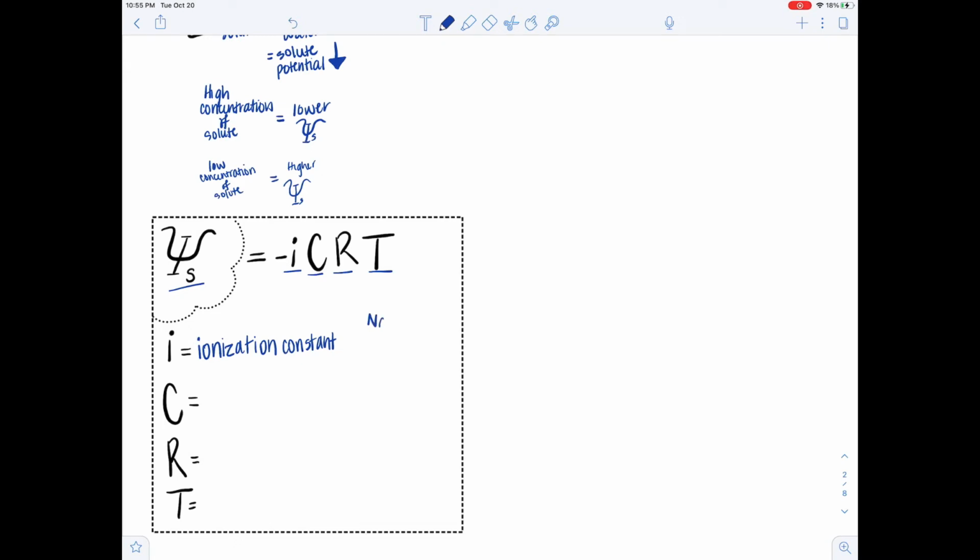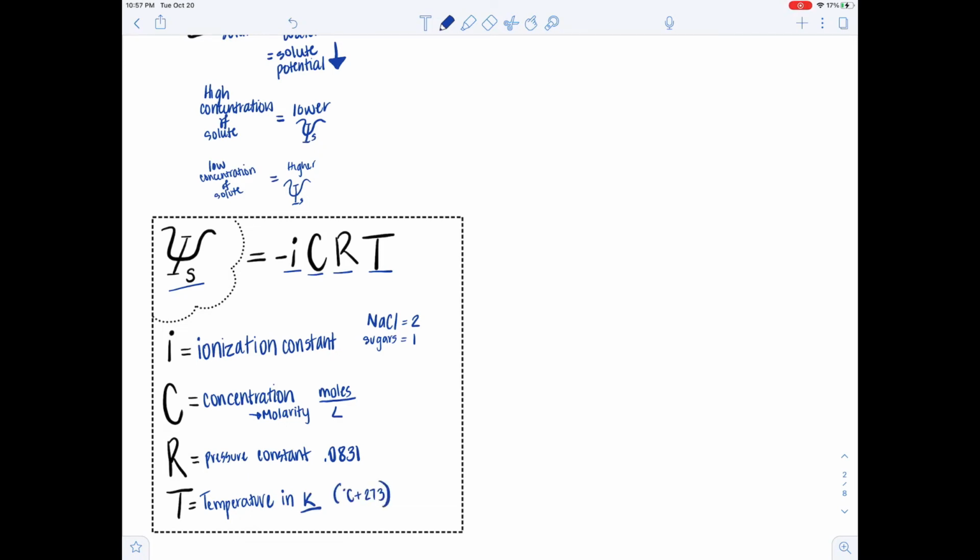Now, calculating solute potential, the formula is negative iCRT. i is the ionization constant. For NaCl, this is going to be 2, and for sugars such as sucrose and glucose, it's going to be 1. C is equal to concentration, so that's your molarity, which is moles over liter, and that's the units as well. R is your pressure constant, which is always 0.0831. T is your temperature. It does need to be in Kelvin, so you would have to convert Celsius to Kelvin by adding 273.